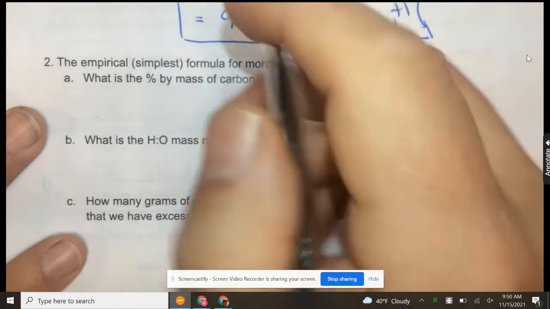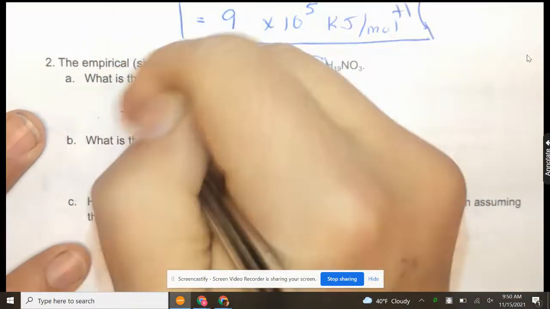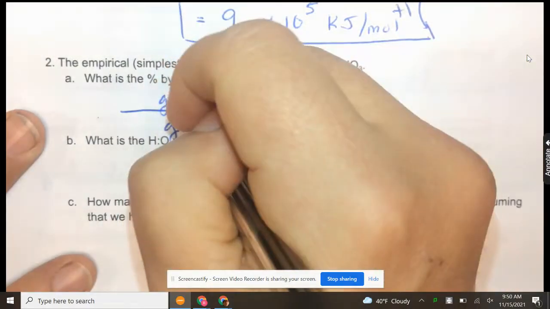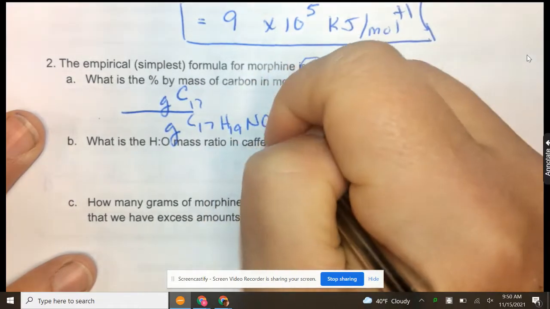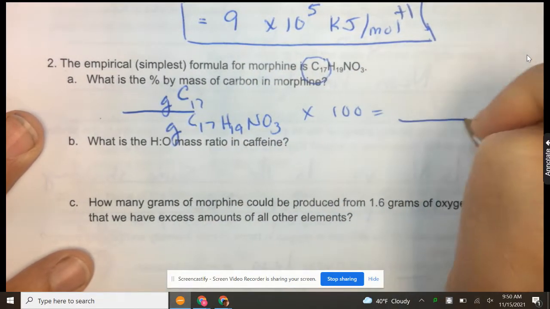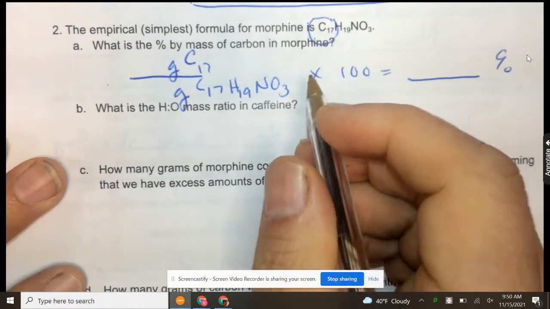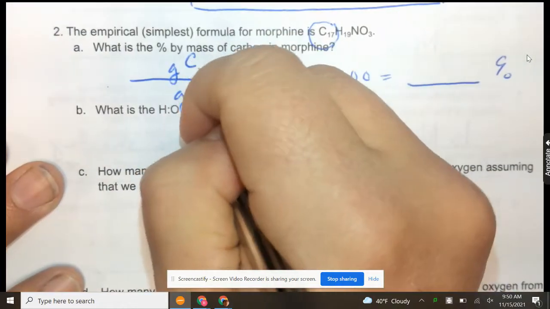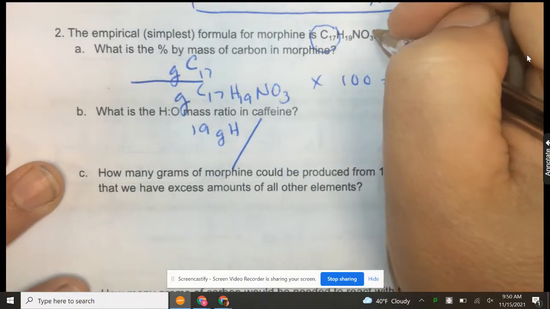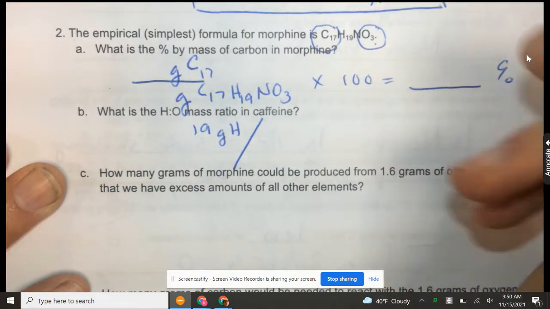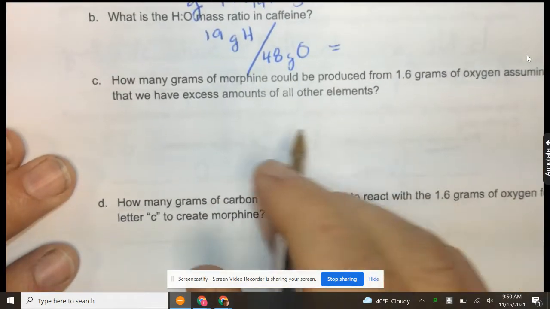Percent by mass of carbon in morphine, you would simply add up the mass of 17 carbons divided by the mass of everything, and then multiply by 100, and you would have the correct answer. The hydrogen to oxygen mass ratio, you'd find the mass of hydrogen, which is 19 grams, divided by the mass of oxygen, which would be 3 times 16, which is 48 grams of oxygen, and that would give you a ratio.